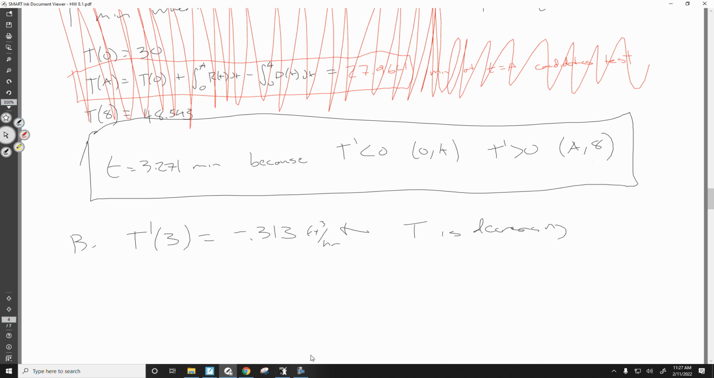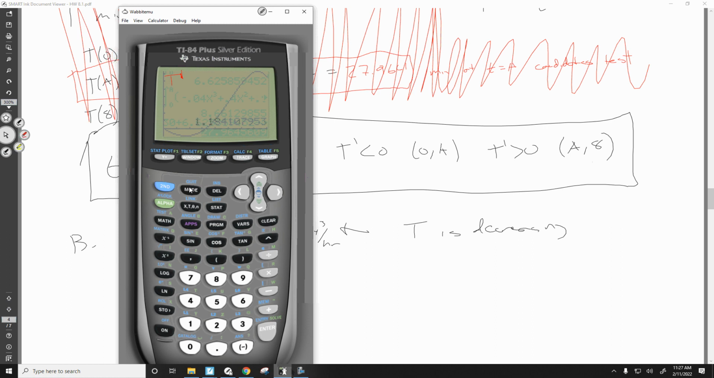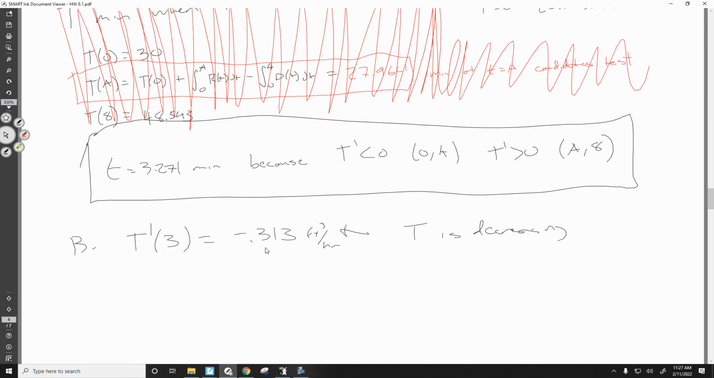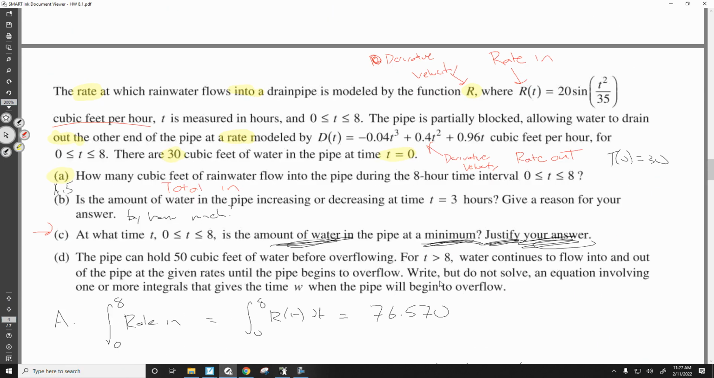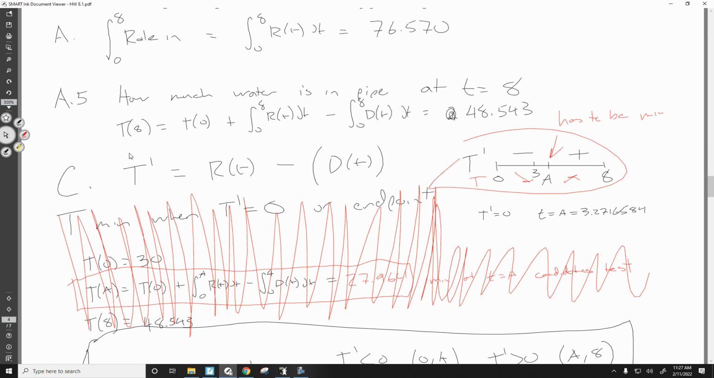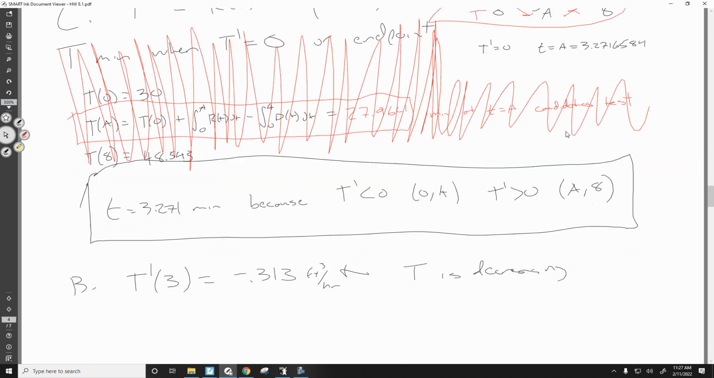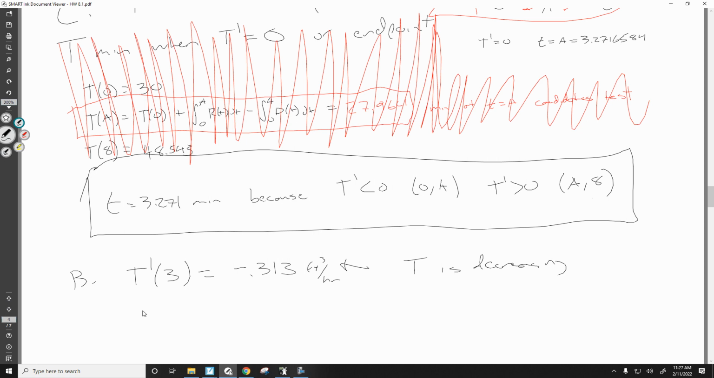What's the other way to do it? In your home screen, you find R of 3 minus D of 3. Remember, R is already a derivative. This is a common mistake made. People think they need to take a derivative to find a rate of change. Guys, you are given derivatives. You're given velocity. So T prime is R minus D. T prime of 3 is not R prime minus D prime. It's just R of 3 minus D of 3.